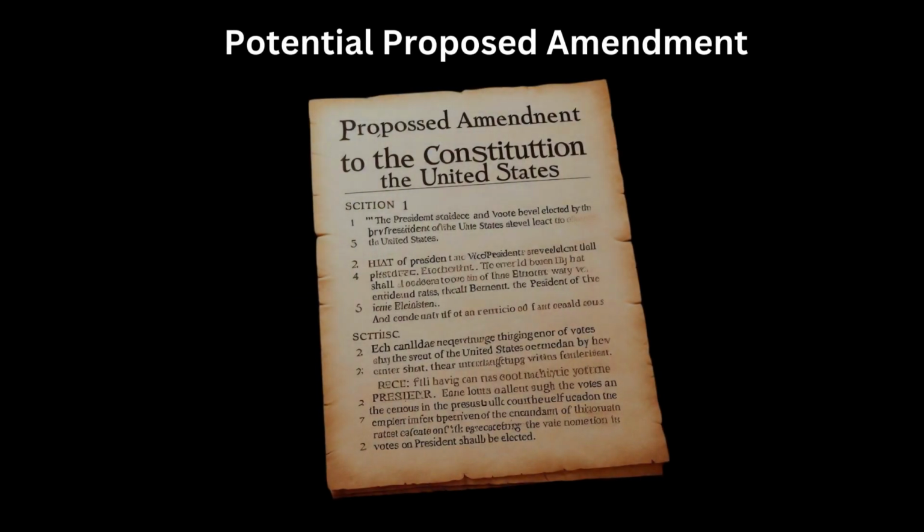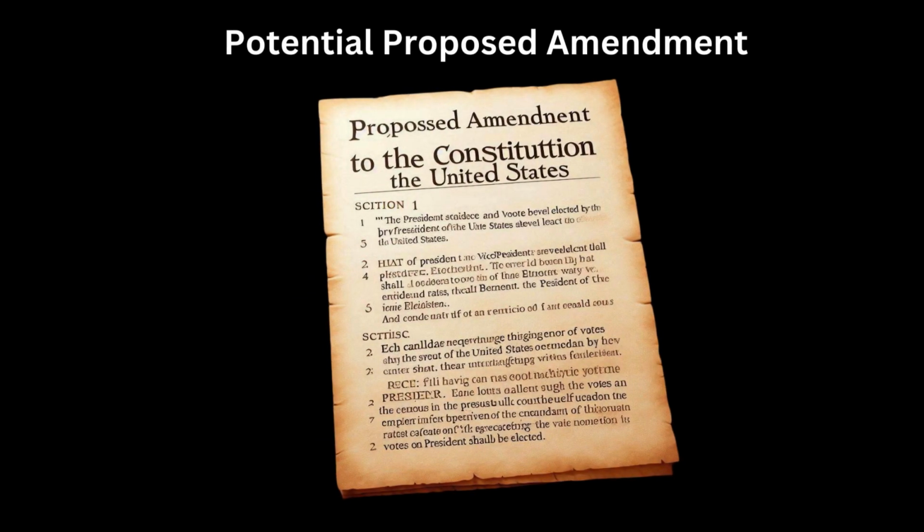A proposed amendment to abolish the Electoral College would look like this, and would have information including: the president and the vice president shall be elected by direct vote of the citizens, with each vote having equal weight. In case of a tie, the House of Representatives would select the president, and the Senate selects the vice president as determined by Congress.